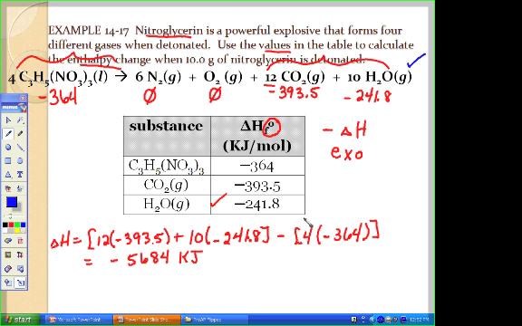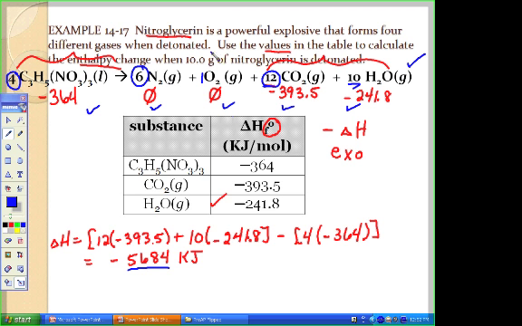Now that's for the reaction as written. If we were to do stoichiometry, that's minus 5684 kilojoules per 10 moles of water, per 12 moles of CO2, or per 4 moles of nitroglycerin, per 6 moles of nitrogen, per 1 mole of oxygen. So we just leave it as kilojoules, and it effectively gives us 1, 2, 3, 4, 5 possible conversion factors.